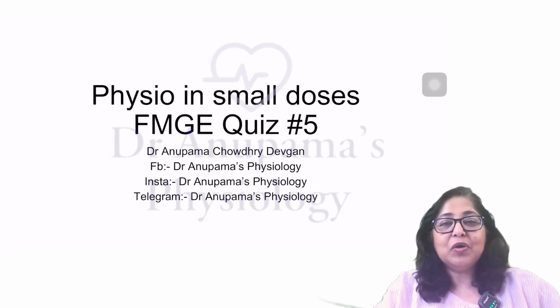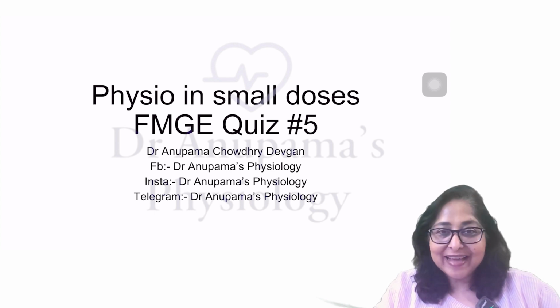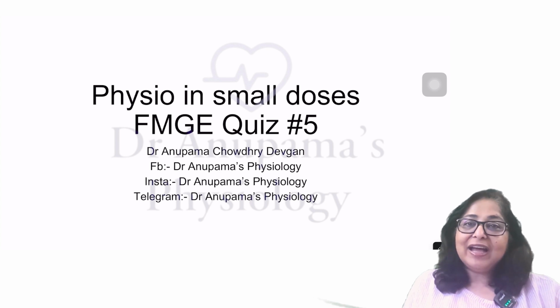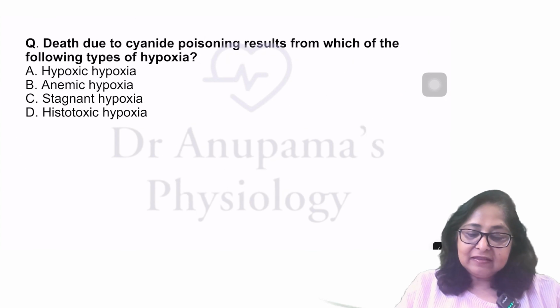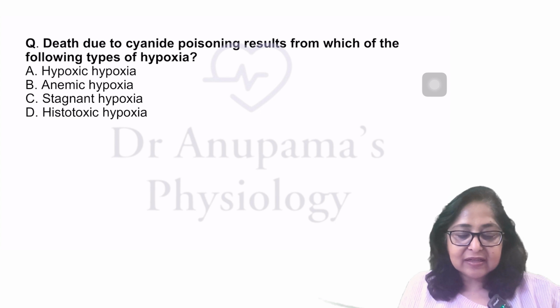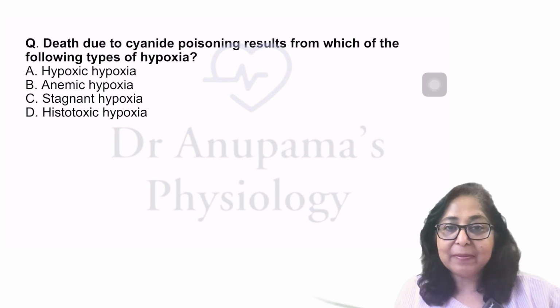This is a quiz of 10 questions from high-yield topics for the FMGE exam. So let's have a look at the first question. It says, death due to cyanide poisoning results from which of the following types of hypoxia?